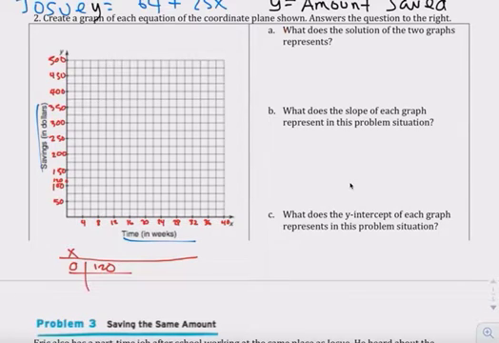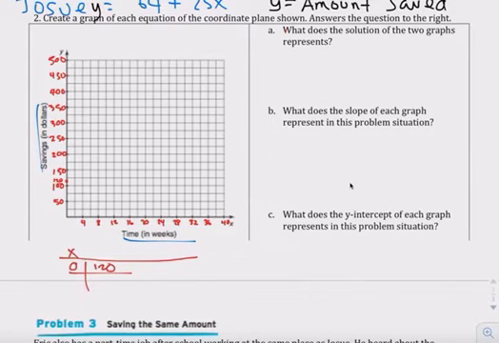Okay. What does the slope of each line represent? $18 over 1 represents Marcus saving $18 a week. And $25 over 1 represents Josue's savings every week.